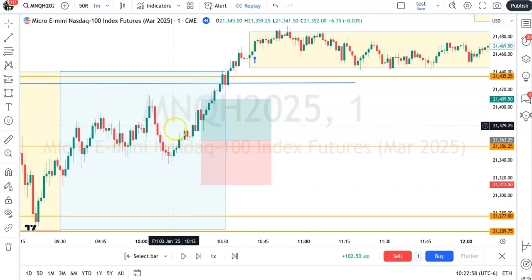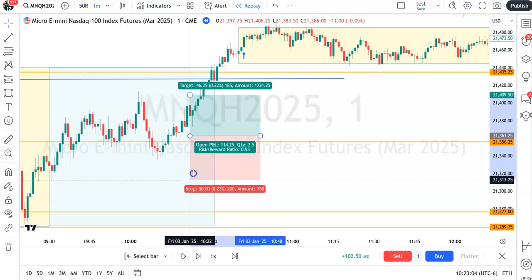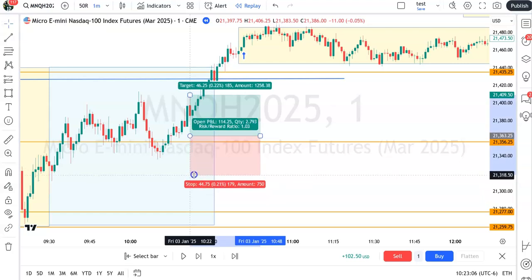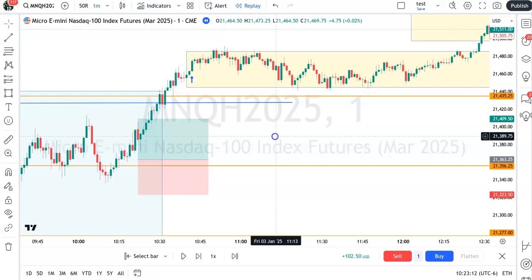So somewhere in this range, we could potentially think about getting into a trade. We'll put a 50 point stop just to be safe. We could even go up here to like a 40 point, because this is kind of an established support range. Either way, it doesn't really matter.